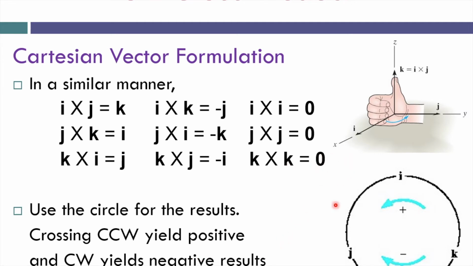So we can use this circle for the result, and then this right hand rule to get the positive and negative. So i times j, j times k, k times i give a positive value. The reverse multiplication will give a negative value, and when it is multiplied with itself, it will give 0.